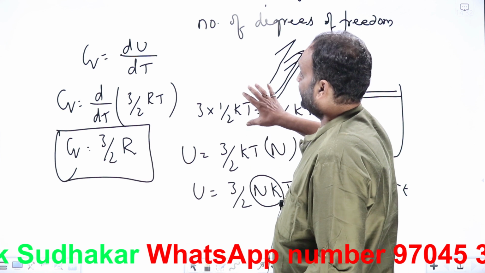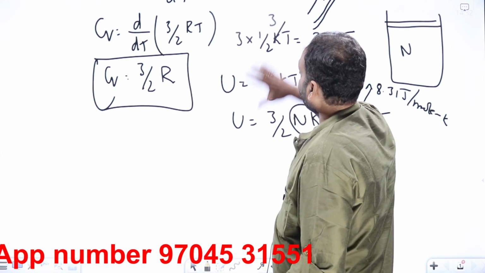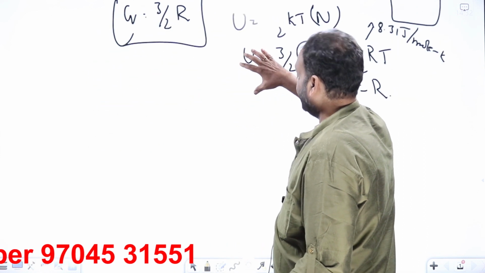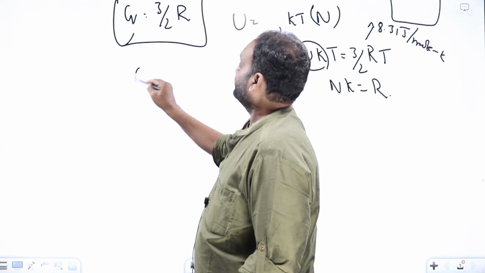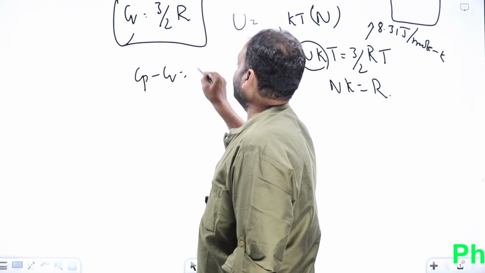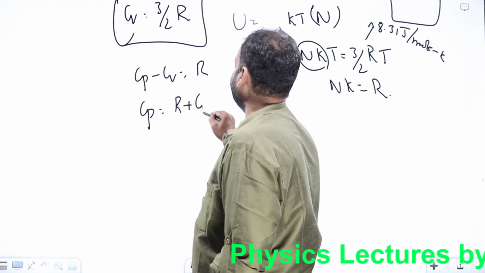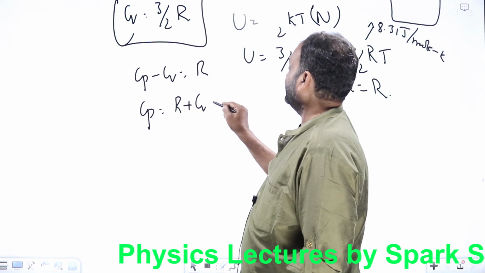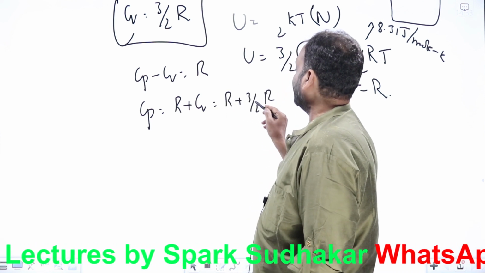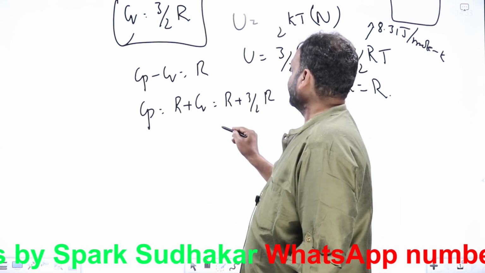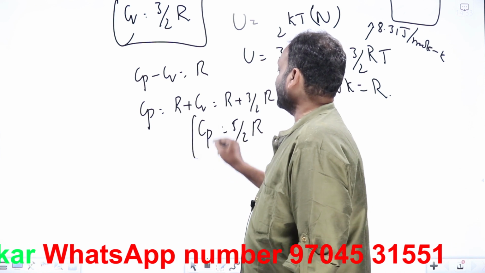What is the relation for how to calculate Cp? Cv equal to 3/2 R for a monoatomic gas. We have the relation Cp minus Cv equal to R. Therefore, Cp equal to R plus Cv. Cv equal to 3/2 R, so R plus 3/2 R, 1.5 plus 1, nothing but 2.5. That is nothing but 5/2 R. Cp equal to 5/2 R.